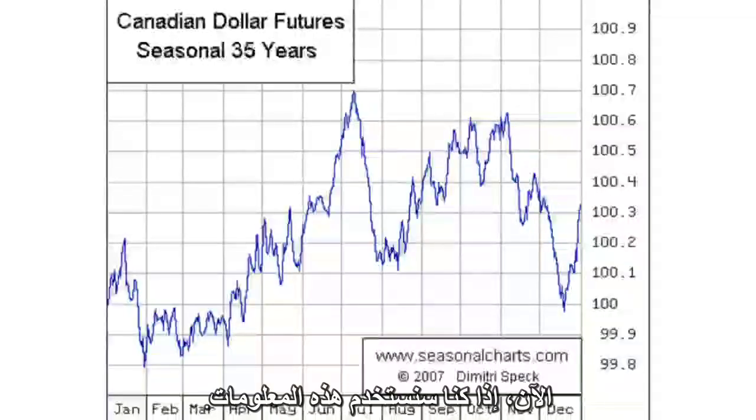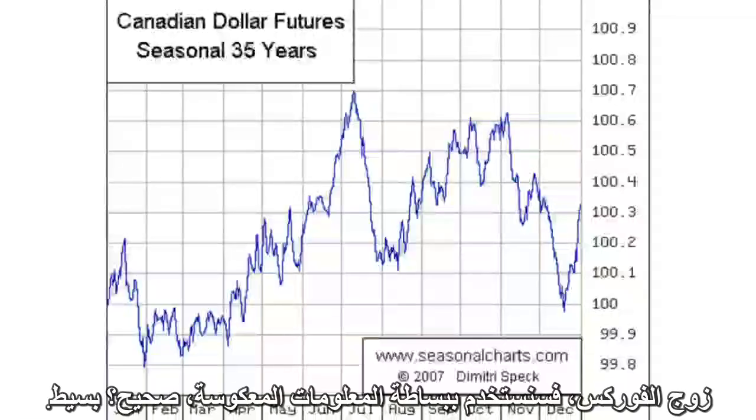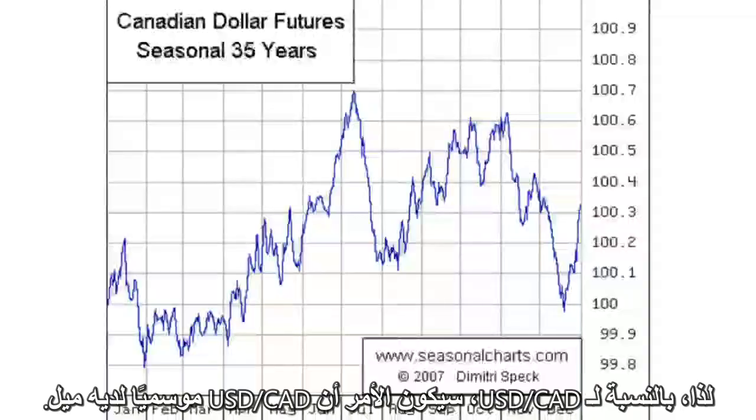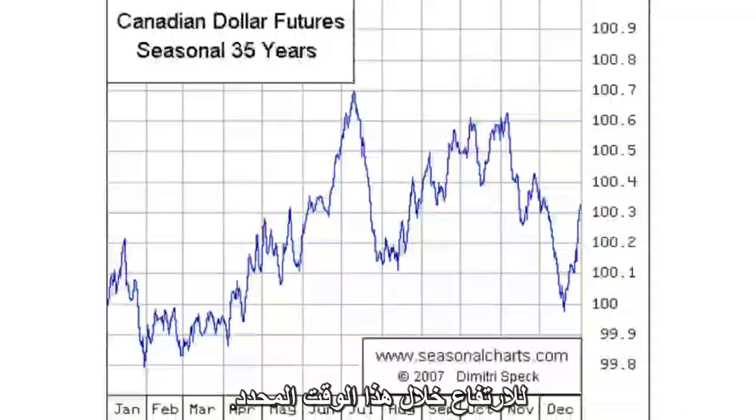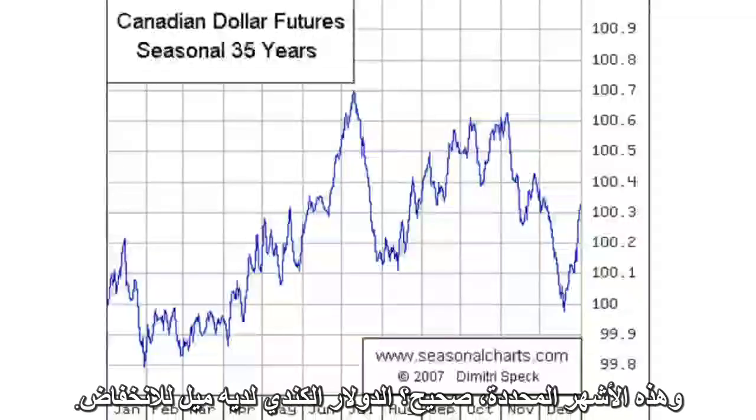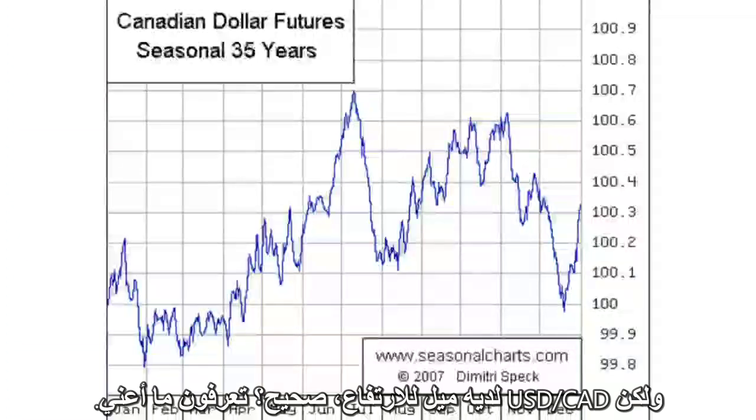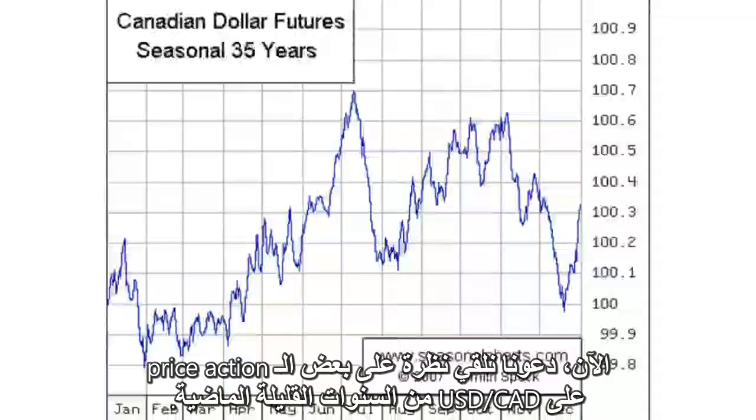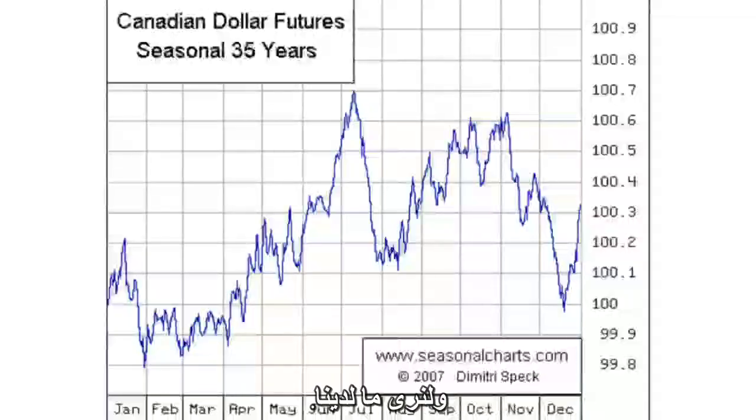Now, if we're going to use this information on the USD CAD forex pair, then we're just going to simply use the inverted info, right? Simple. So for USD CAD, it would be that USD CAD seasonally has a tendency to go higher during this particular time in these particular months. The Canadian dollar has a tendency to go lower, but USD CAD has a tendency to go higher. You know what I mean. Now let's look at some price action on USD CAD from the last few years and let's see what we've got.